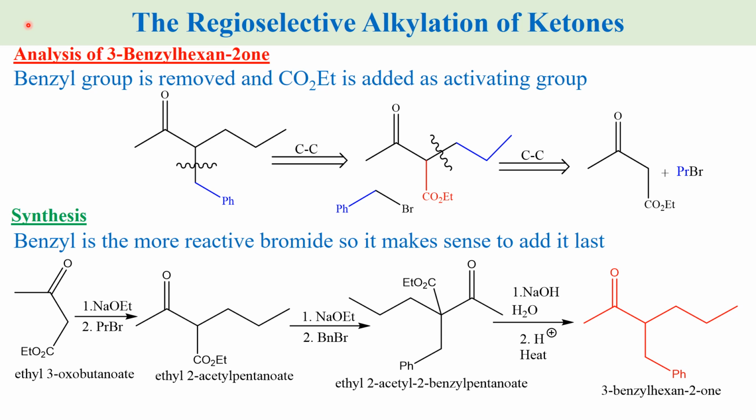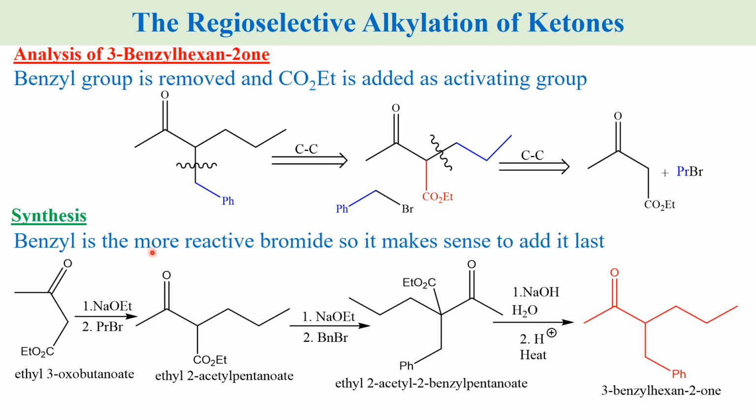Now let's see the regioselective alkylation of ketones. Here is the analysis of 3-benzyl-2-hexanone. First benzyl is removed, as shown here, and an activated group, that is ester COOEt, is added, which will promote alkylation both times.